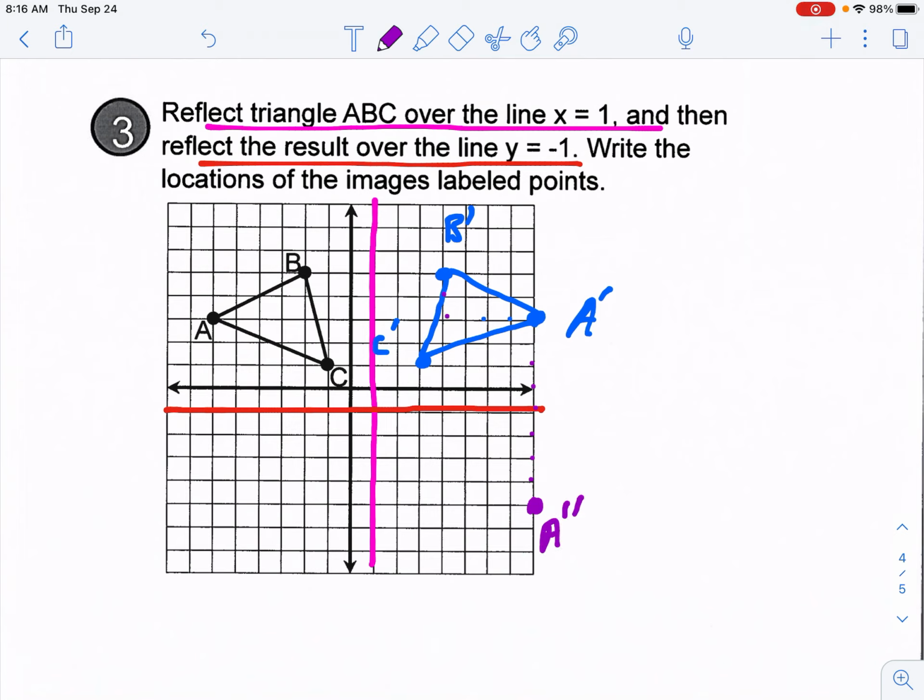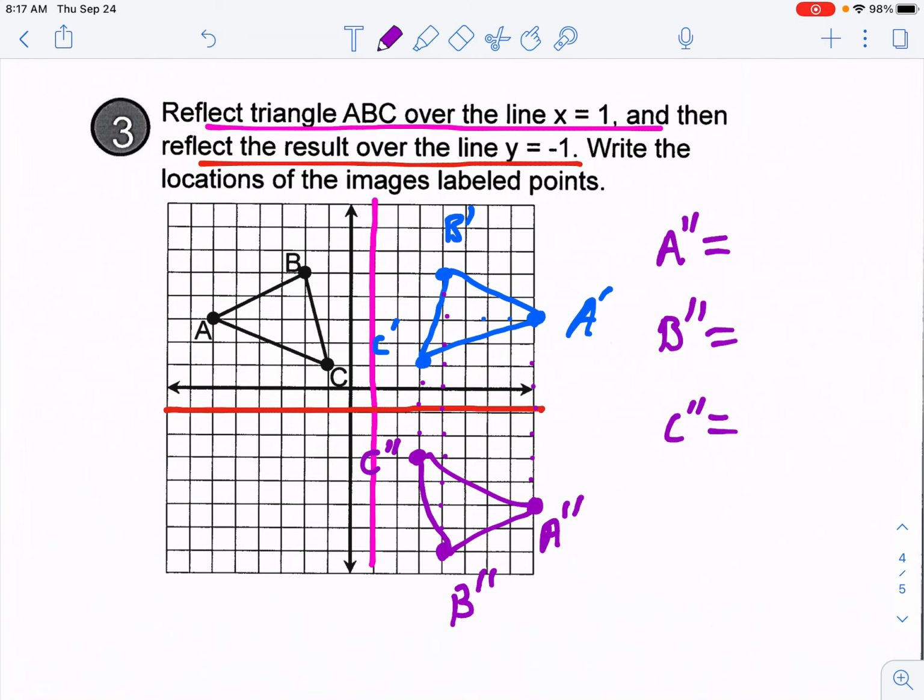B is 1, 2, 3, 4, 5, 6 away. So 1, 2, 3, 4, 5, 6 away would be B double prime. C is 1, 2 away. So 1, 2, C double prime. And we have our new final triangle, our purple figure. Remember, our goal is to list A double prime, B double prime, and C double prime as new coordinates.